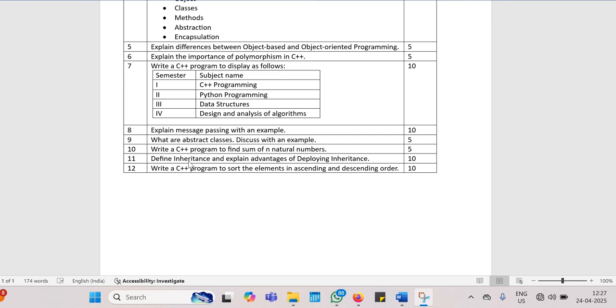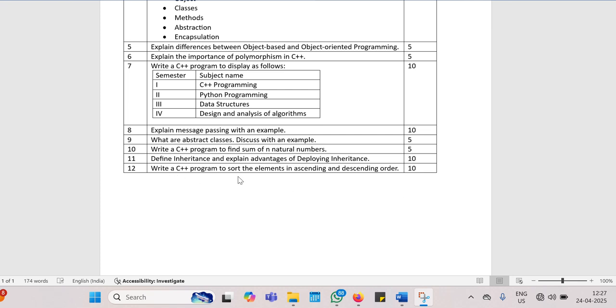Then define inheritance and explain advantages of deploying inheritance. So you have to explain here clearly what is inheritance and give a programming example for that, and tell what are the advantages of using the inheritance. So this is also a most repeatedly asked question.